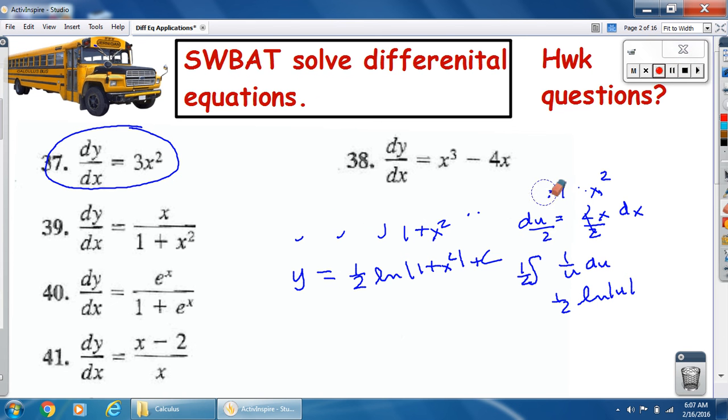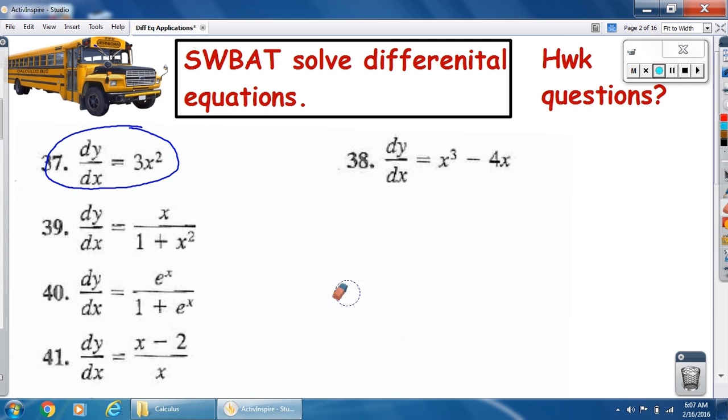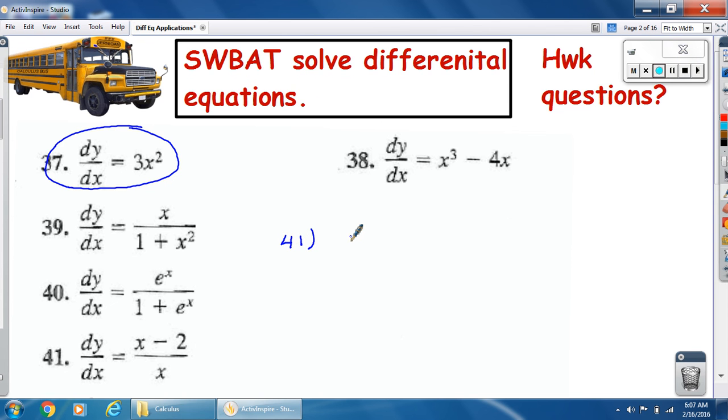Next problem we're going to look at is number 41. Let me get this erased. All right, number 41. In number 41, I'm going to separate the variables, so I get dy equal to x minus 2 over x dx.